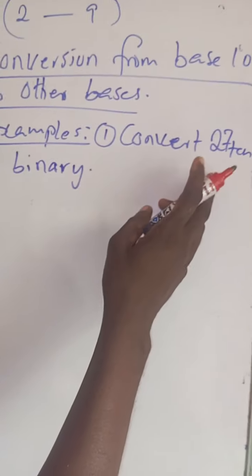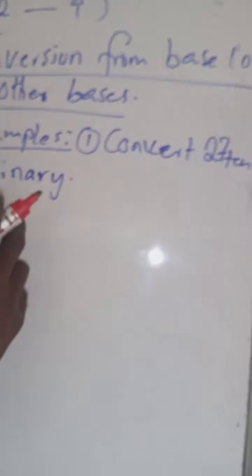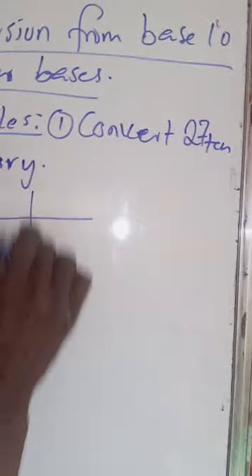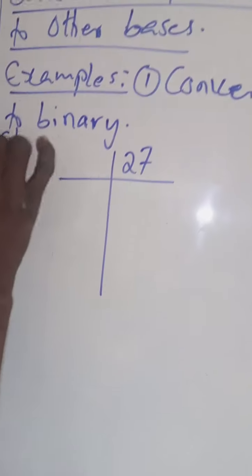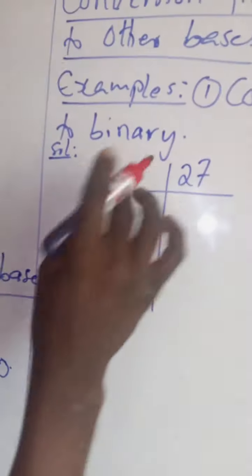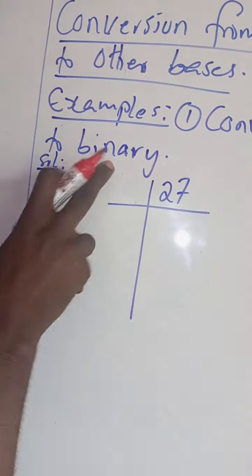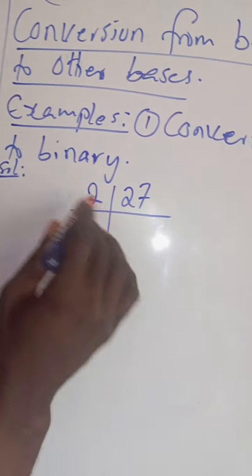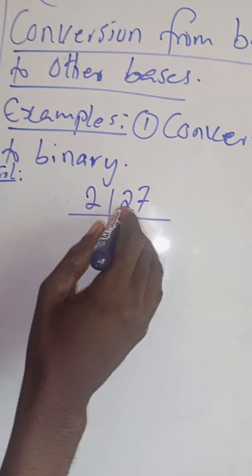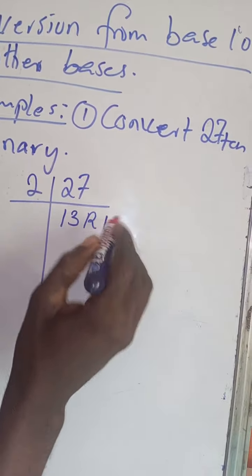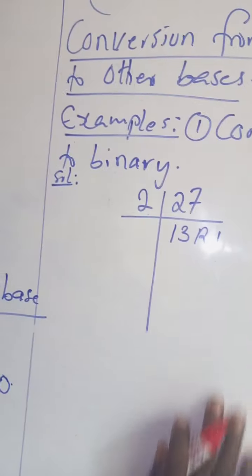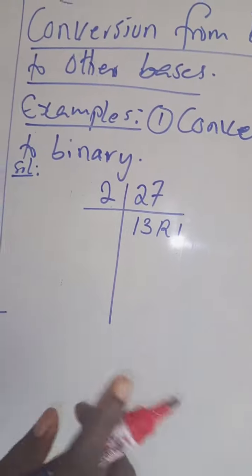So when you are converting to other bases, you are going to divide that base 10 number by that base, like you do your LCM. So we have 27. So this is the solution. We have 27, and they said to binary. Binary means base 2, so let's divide it by 2. 2 divided by 2 is 1, 2 into 3 is 1, remainder 1. The remainder is very important, and that's what we need here.